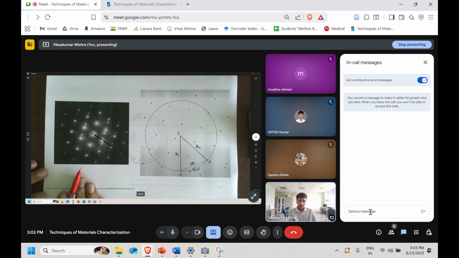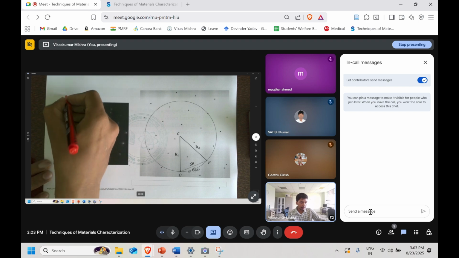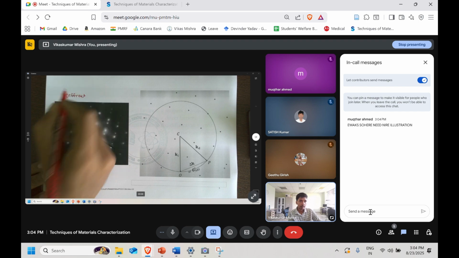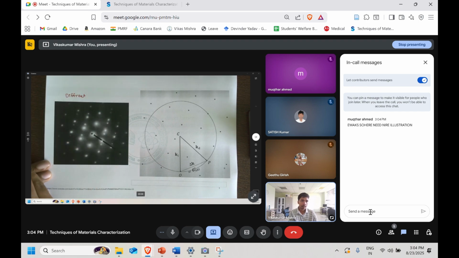Right now in front of our screen, this particular pattern is a diffraction pattern. The Ewald sphere, I think, needs more clarification. I think you want to ask about the Ewald sphere, right? Okay, yeah, let's discuss that also. Here is the Ewald sphere. We'll discuss about it.